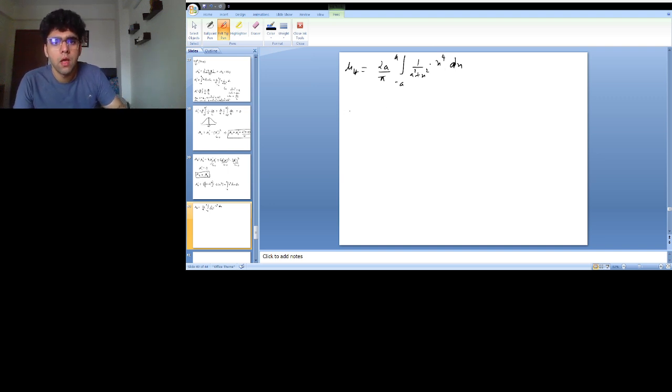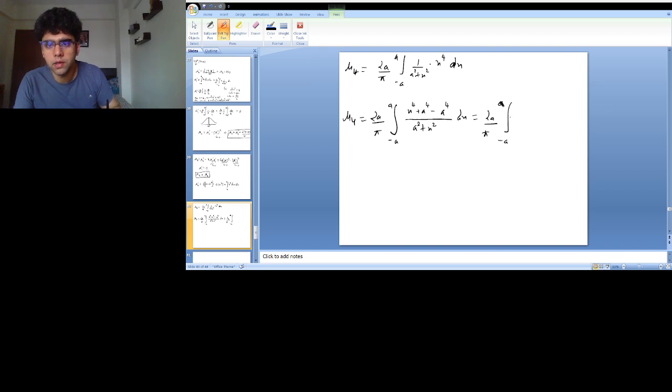Now for solving this integral, what I can do is 2a upon pi, integral from minus a to a. Now what I can do is I can subtract a to the power 4 and add a to the power 4 in the numerator. So x to the power 4 plus a to the power 4 minus a to the power 4 upon a square plus x square dx. This gives me 2a upon pi, minus a to a.